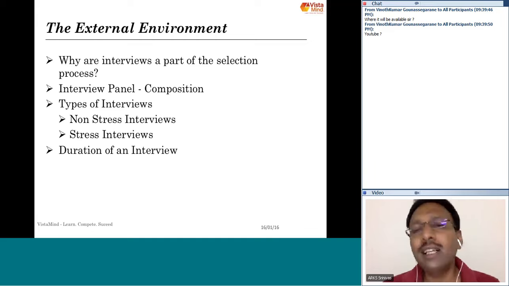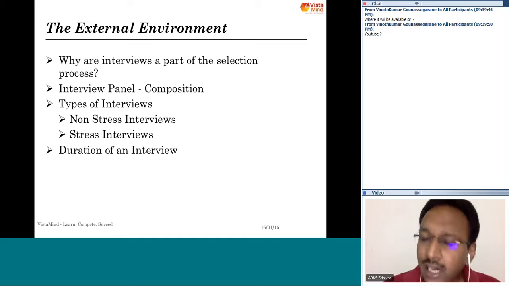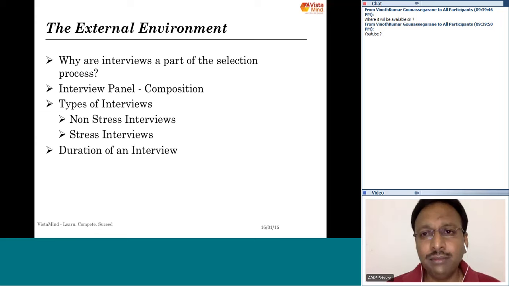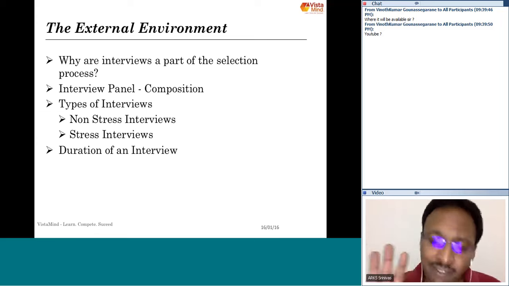And typically, after having seen and done this a lot of times, the first 5 minutes are more than sufficient for a good panel to judge where you are heading. Okay, so that's a very, very broad view of what the external environment is and what you should expect.